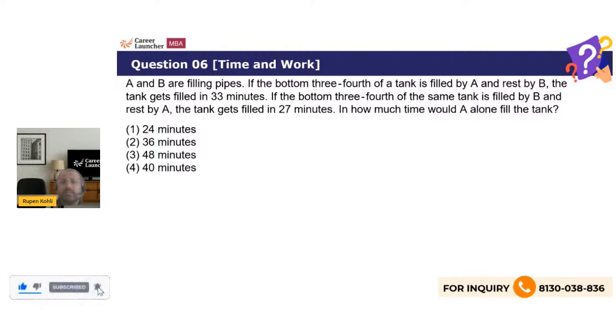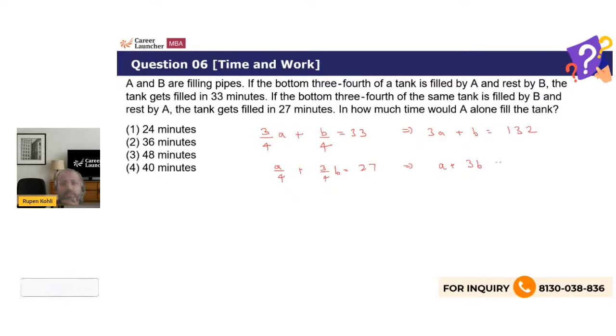The time taken is 33 minutes if the bottom 3/4 is filled by A and the rest by B. So 3/4 of A and then 1/4 of B is 33 minutes. We can simplify this and say that 3A plus B is 33 into 4, 132. And likewise, 1/4 filled by A, 3/4 by B. So 1/4 of A and 3/4 of B is 27 minutes. So our other equation becomes A plus 3B is 27 into 4, 108.